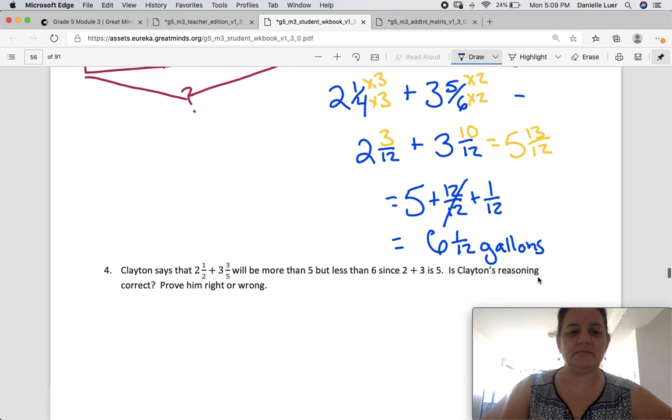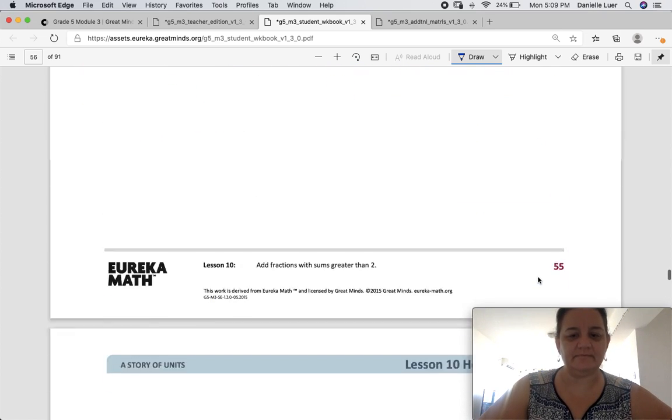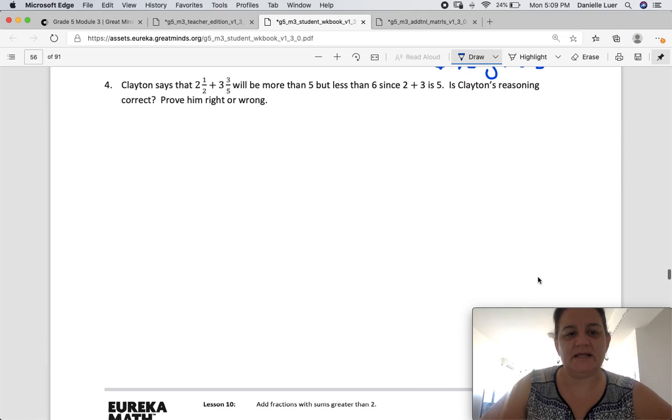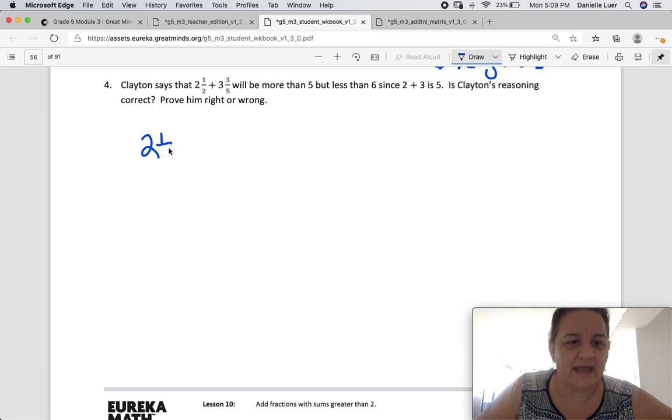Great job. Number 4, last one. Clayton says that 2.5 plus 3 3/5 will be more than 5, but less than 6, since 2 and 3 equals 5. Is Clayton's reasoning correct? Prove him right or wrong. So he says, let's do some estimation. 2 and 1/2 plus 3 and 3/5.